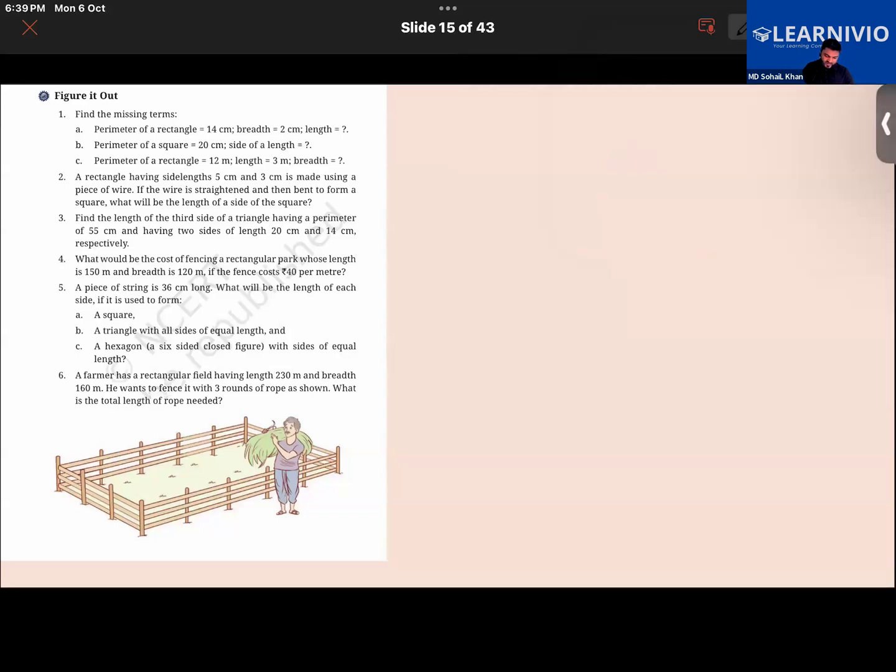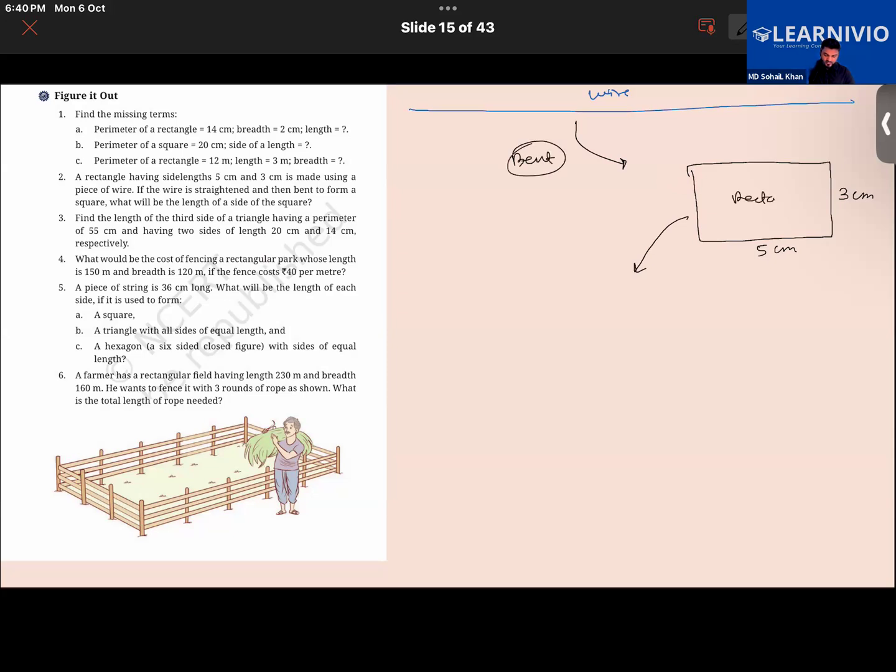So the question says that a rectangle having side length 5 centimeter and 3 centimeter is made using a piece of wire. Like you were provided with a piece of wire. Now using this wire you have made a rectangle whose side lengths are 5 and 3 centimeter. So you bent it like this, and then you have made a rectangle. Length is 5 centimeter and breadth is 3 centimeter. Further, the question says that if this wire were to be straightened, suppose from here this wire is now again straightened.